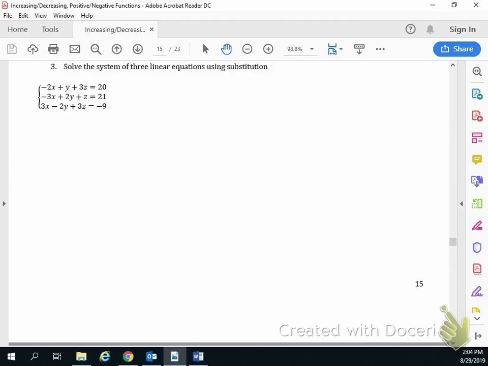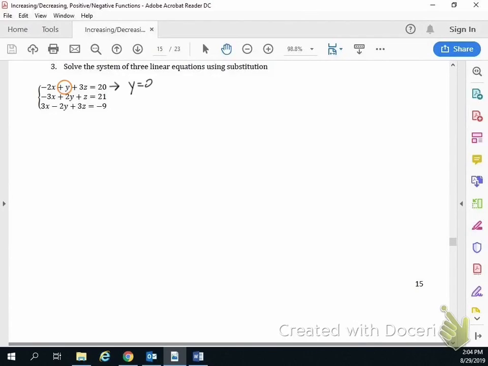So looking at that problem, Will Maroney, what variable do you think would be easiest to solve for? Y. In which equation? The first one. Okay, so I'm going to solve for that y right there. Just focusing on that equation, I'm going to change this to y equals. Now, how am I going to move that negative 2x over to the right? I'm going to add 2x.